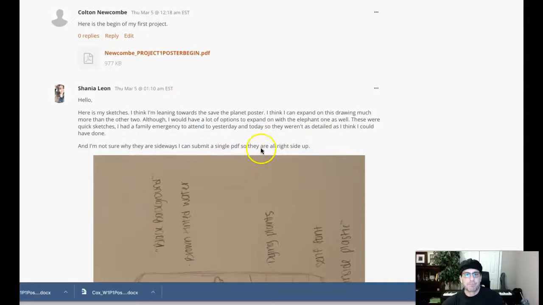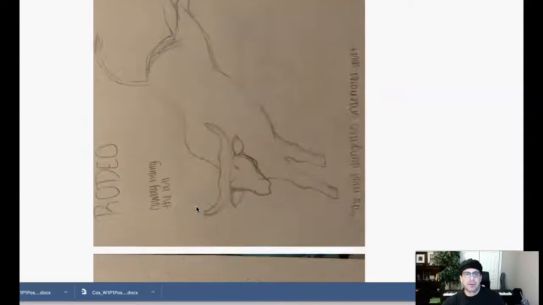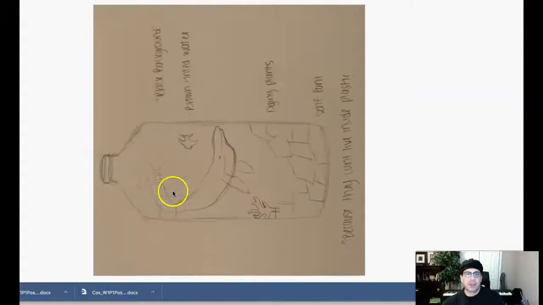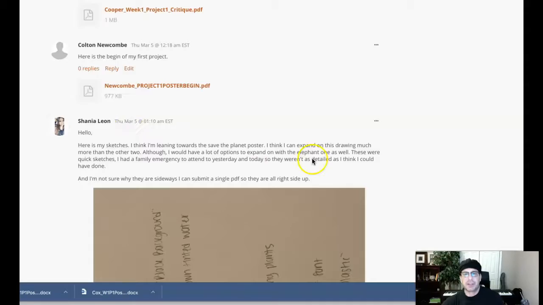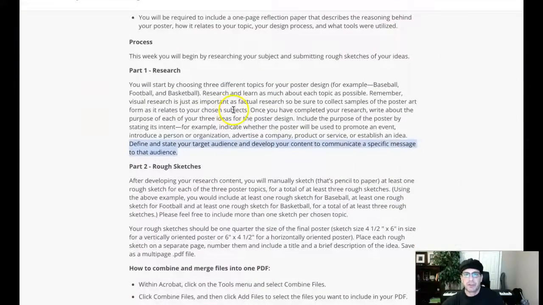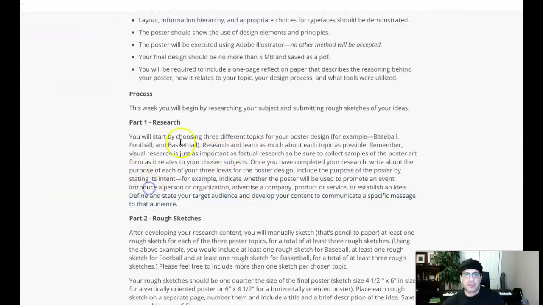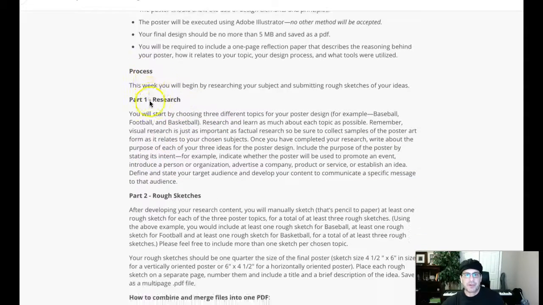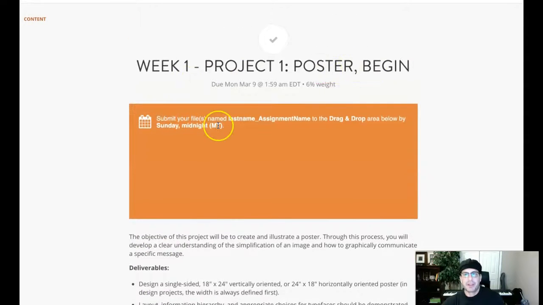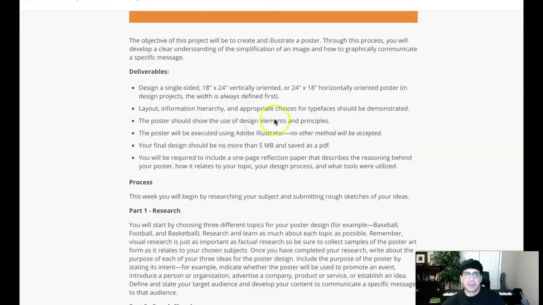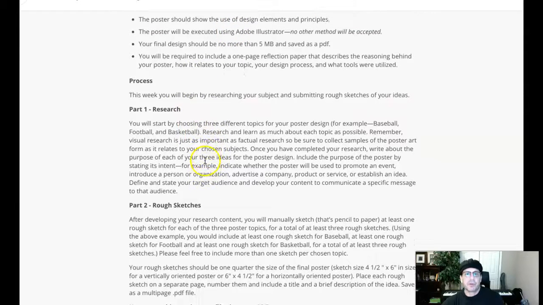So let's go and take a look. I think that there is no PDF, so this is all the writing we have, which means that there's a lot that you need to consider here in terms of your submission for Sunday. So be sure to go through the process here. This is the begin page, the assignment page. Take a look at the deliverables, the process.